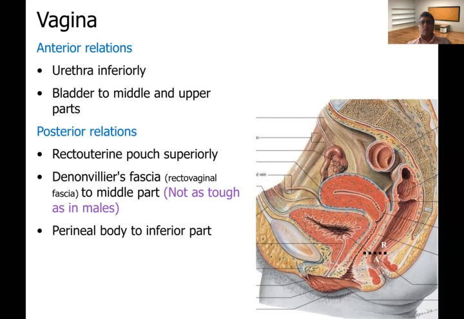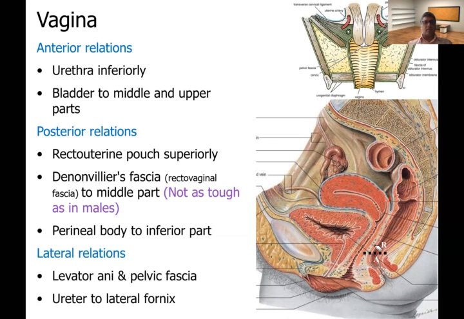Then inferiorly, you get a structure called the perineal body. We'll come back to it when we discuss the perineum. So the perineal body is related to the vagina posteriorly. And laterally, you get the levator ani, because the pelvic diaphragm is related like this. That's why you call it a lateral relation. It's at a very high angle. And then you get the ureter related to the lateral fornices. We talked about the ureters getting related to the lateral fornices.